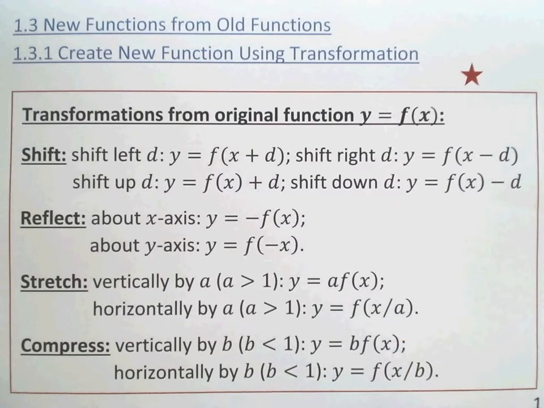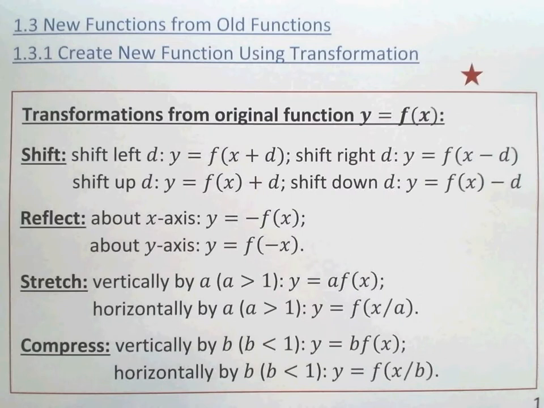The last type is compress, either vertically compress or horizontally compress. If it's a vertical compress by a factor of b, b is of course less than 1, like 0.5 or 0.1 or 0.2. The smaller the factor, the more compressed.